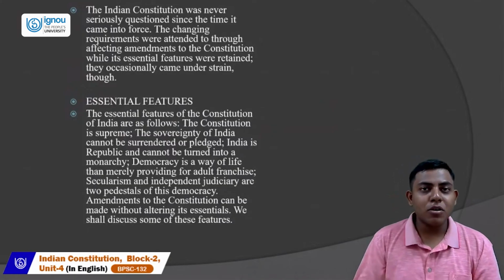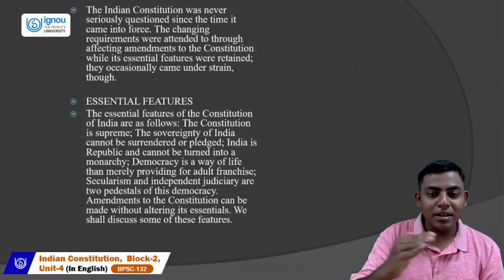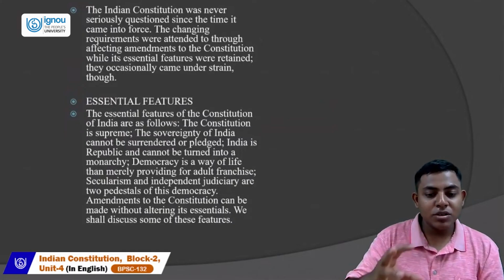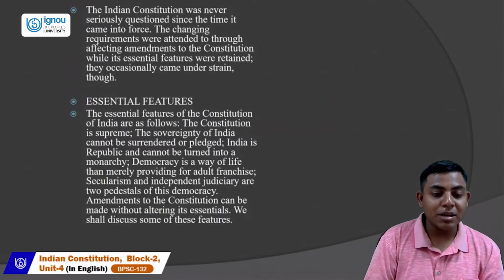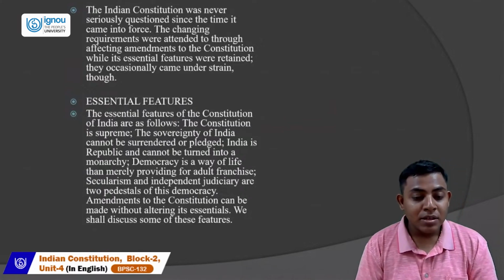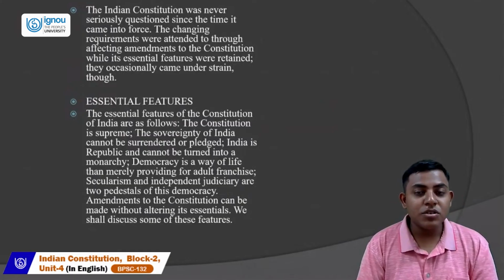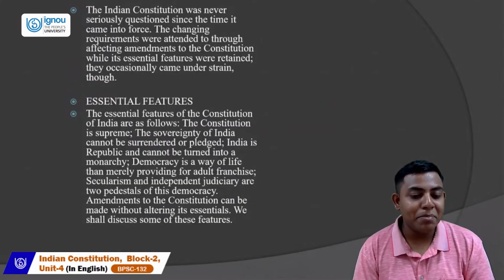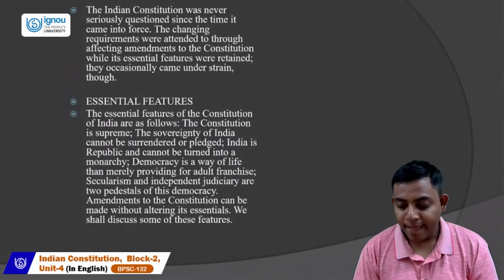The Supreme Court kept on adding features to the list of basic structures. For example, democracy, universal adult franchise, secularism, independent judiciary. So amendments to the constitution can be made, but they cannot hamper the base, or alter the basic structure of the constitution.